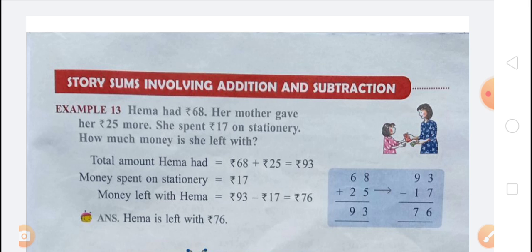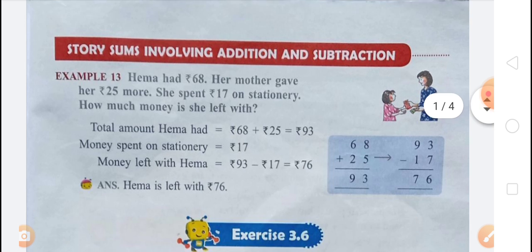And money spent on stationery is rupees 17. So money left with Hema is total money minus money spent on stationery. Total money is 93, minus rupees 17 spent on stationery. So rupees 93 minus rupees 17 is 76. 13 minus 7 is 6, and 8 minus 1 is 7, that is 76. So Hema is left with rupees 76. The answer to this question is: Hema is left with rupees 76.